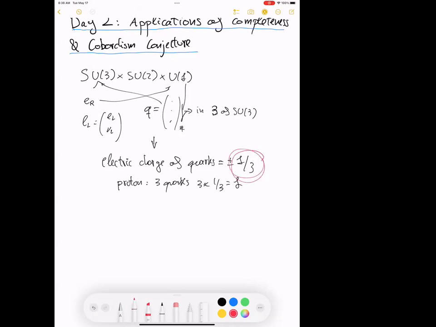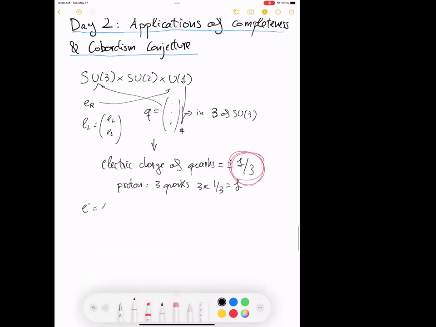But have you ever wondered why on earth anybody chose conventions such that the electric charge of the quark is 1/3? I mean, who did that? You can certainly change the charge quantum. Instead of saying that the electron has charge 1, you could say that the electron has charge n, and then the charges of everything are multiplied by n.